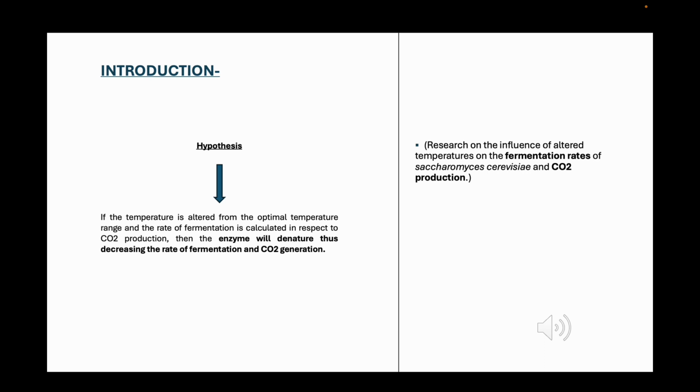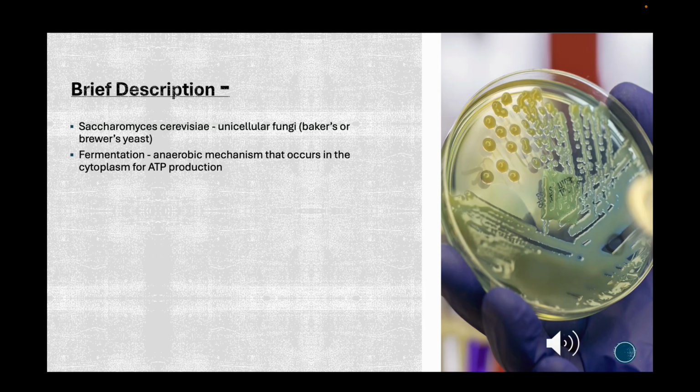This research is conducted on the influence of altered temperatures on the fermentation rates and CO2 production of the yeast. Adding a brief introduction, yeasts, also called Saccharomyces cerevisiae, are unicellular fungi which are also known as baker's or brewer's yeast. Now, fermentation is an anaerobic mechanism that occurs in the cytoplasm for ATP production. The process of fermentation is highly temperature sensitive, with the optimal temperature ranging between 25 to 30 degrees.